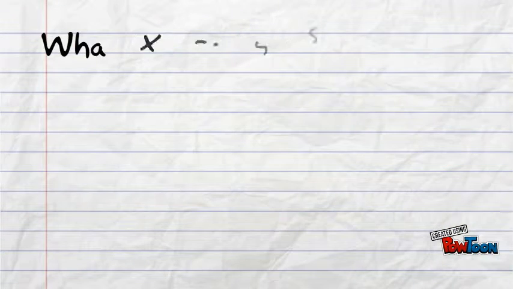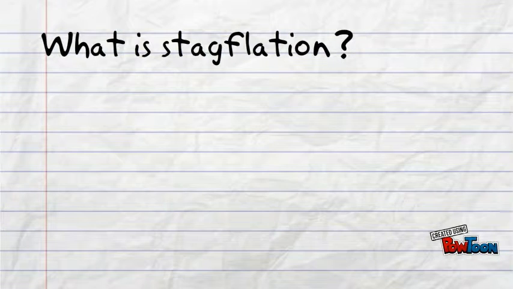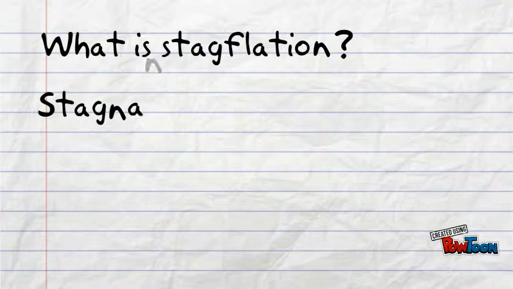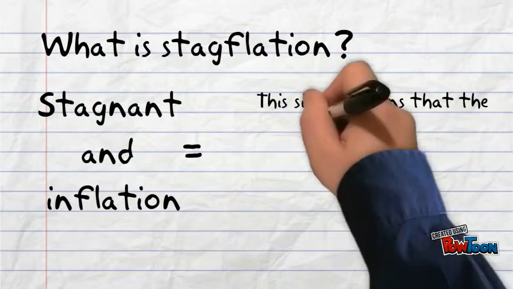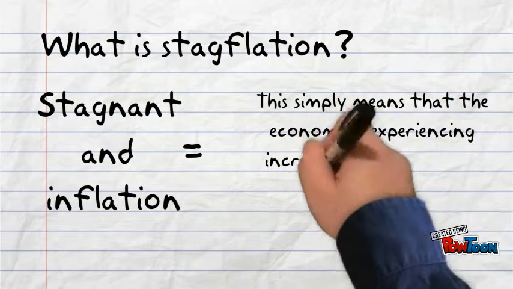What is stagflation? Stagflation comes from two different words: stagnant and inflation. This simply means that the economy is experiencing increasing inflation and unemployment at the same time.